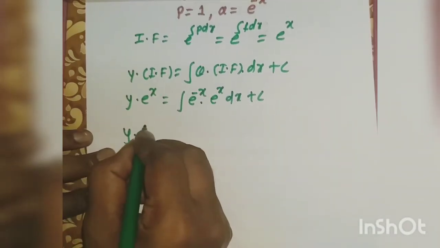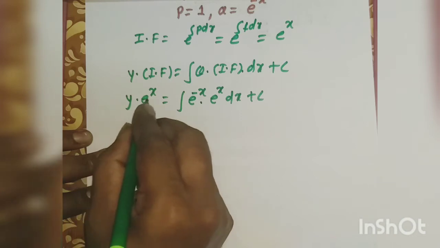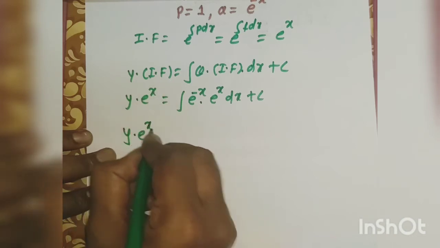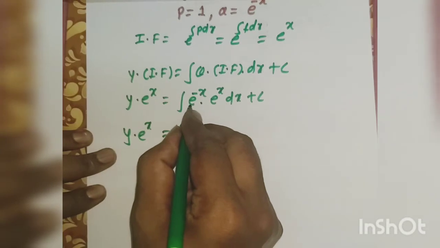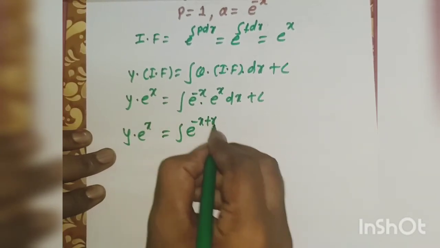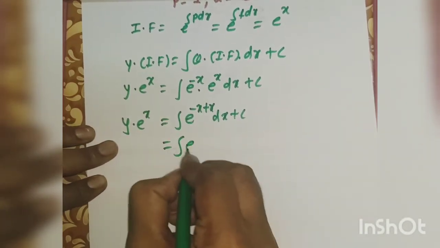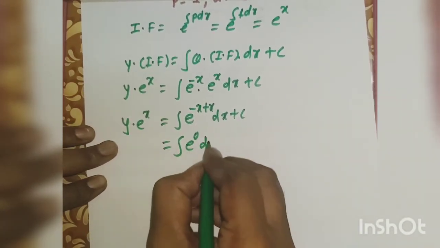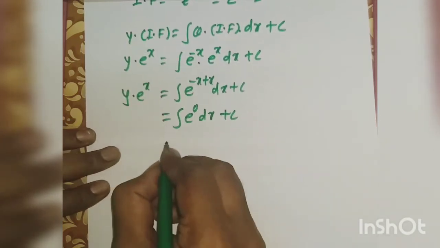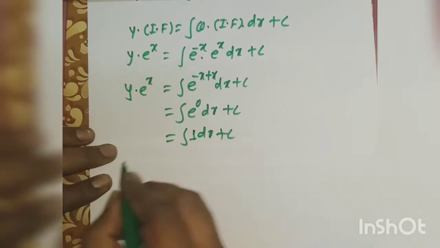y into e raised to x is equal to integration of e raised to minus x into e raised to x. Here the base is same, so we add the powers: e raised to minus x plus x dx plus c, which is integration of e raised to 0 dx plus c. E raised to 0 is 1, so dx plus c.